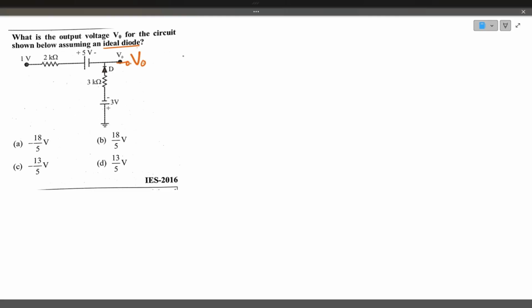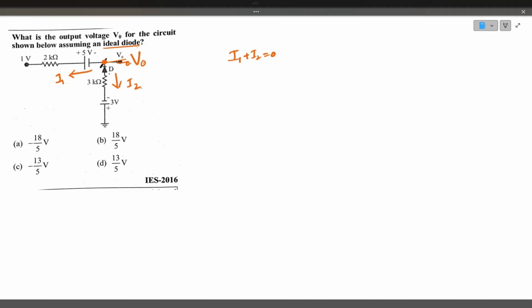You have to break this circuit into two parts. This is the node where you have to apply nodal analysis, because this is V naught. Nodal analysis is based on KCL: all the current leaving a node is equal to 0. That is the concept of KCL. So assume this is current I1 and this is current I2. So I1 plus I2 must be equal to 0.